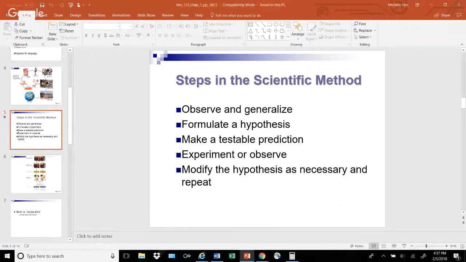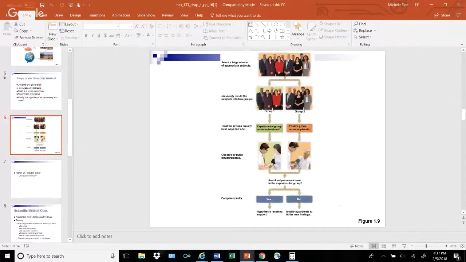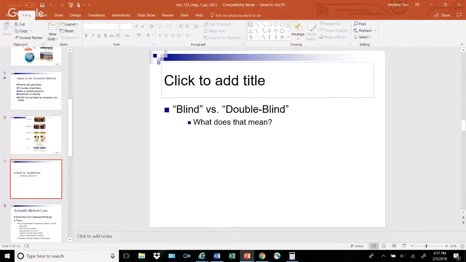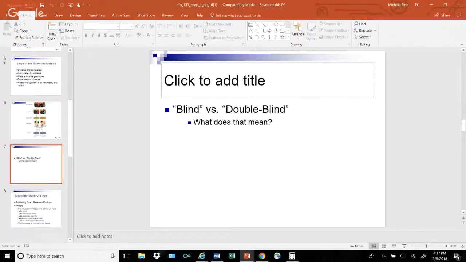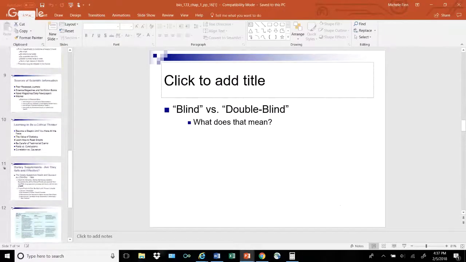Now, those were the 3 major pieces. Along the way, we looked at other examples, like a study of blood pressure. We talked about experimental groups, control groups, and what blind and double blind meant. So you can go back to your notes. This is just a way to look at the big pieces that we talked about in chapter 1.